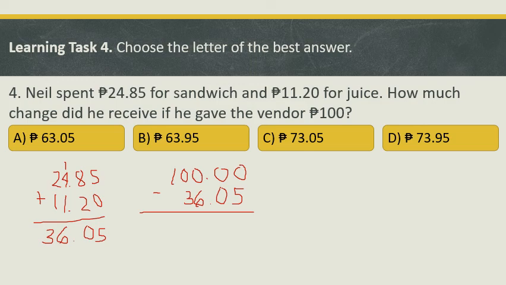So, i-subtract natin. So, ito cannot be. So, ito magiging 10. Ito magiging 9. So, ito magiging 9 ulit. And then, ito ay 9. And then, ito magiging 0. So, 10 minus 5 is 5. 9 minus 0 is 9. 9 minus 6 is 3. And 9 minus 3 is 6. So, ibig sabihin na maging sukli niya is 63 pesos and 95 centavos. So, letter B.